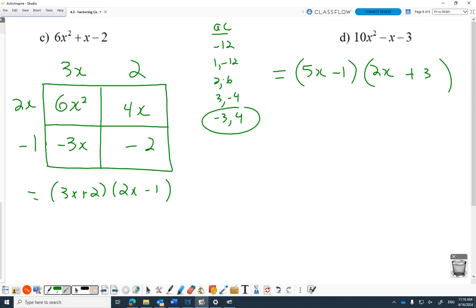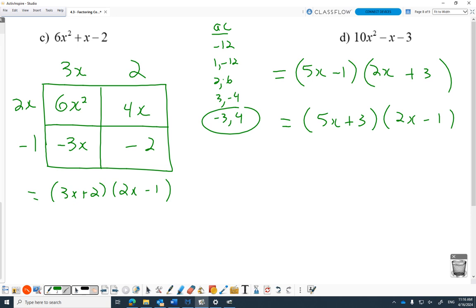15x minus 2x. That's not minus x. Okay? So let me try it the other way around, as long as I'm at it. 5x plus 2. Whoops, not 2, sorry. It was the 3. 5x plus 3, I'm going to put the 3 over here and put the 1 over there. 10x squared, no, don't check that.